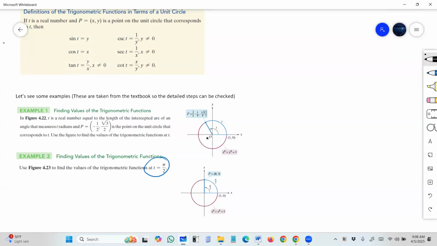Now, the angle is pi over 2. If you remember how to convert to degrees, pi is 180 degrees, right? So this is 180 divided by 2. So this is exactly 90 degrees. So here is my point on the unit circle. And now from there, I can find the value of all 6 trigonometric functions.